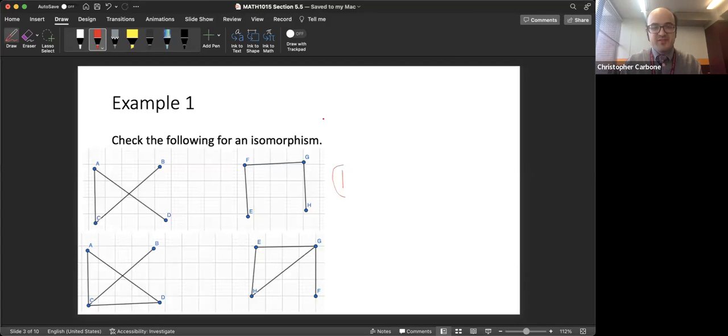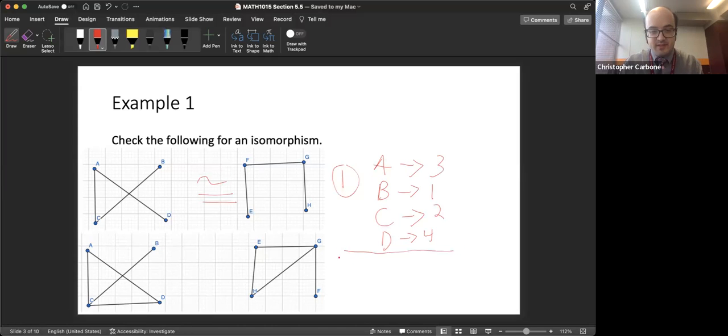So to check both of these sets of graphs for isomorphism, let's call this the first one here. Going from left to right, vertex A in the graph on the left has a one-to-one correspondence with vertex 3 on the second graph. B has a one-to-one correspondence with 1. C has a one-to-one correspondence with 2. And D has a one-to-one correspondence with 4. So this first set of graphs, these two would be isomorphic.